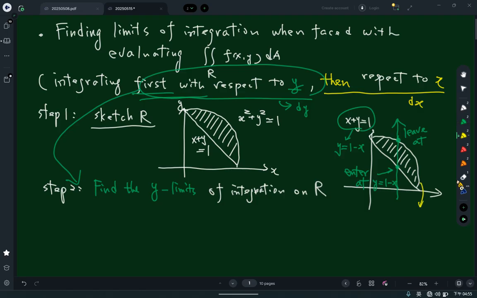Originally, this should be x squared plus y squared equals 1, right? So we can also get y equals the positive square root of 1 minus x squared, so that we're leaving at y equals the square root of 1 minus x squared. So you can see this is the entering point, this is the leaving point.